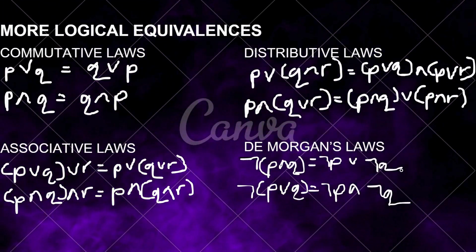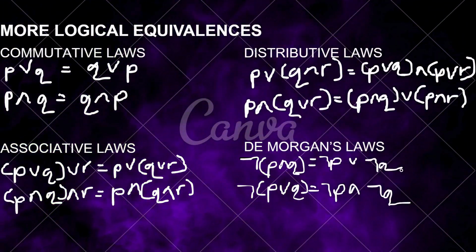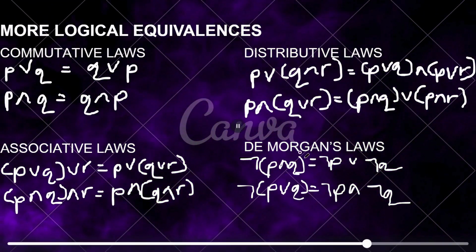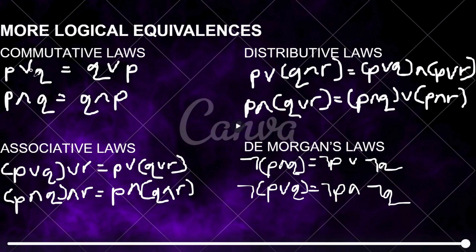Next, these are more logical equivalences: commutative law, distributive law, associative law, and De Morgan's law. Commutative law: if P or Q, then it becomes Q or P. P and Q becomes Q and P. So this is called the commutative law.